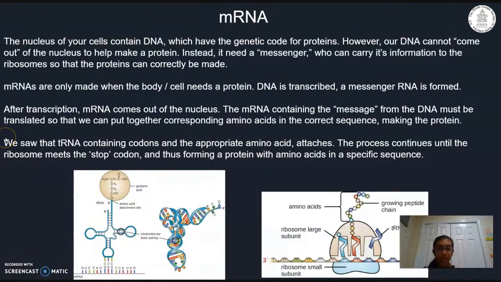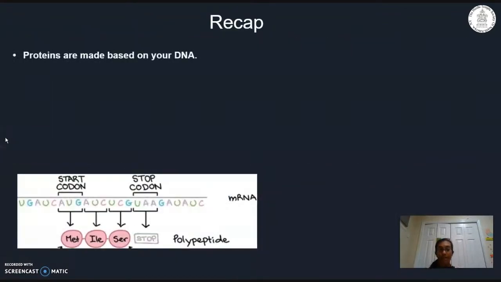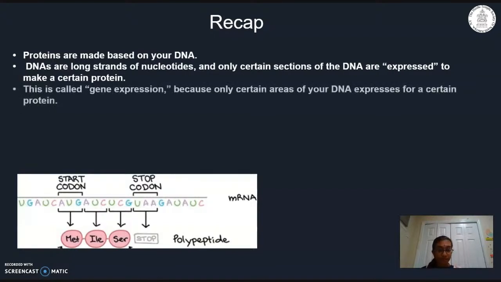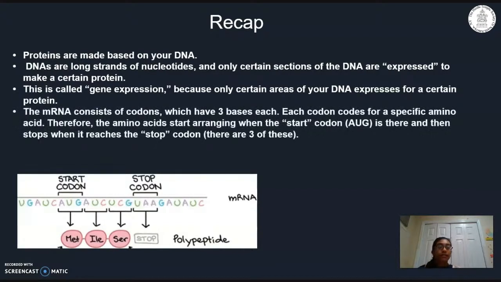specific sequence. So, just to recap, proteins are made based on your DNA. DNAs are long strands of nucleotides, and only certain sections of the DNA are expressed to make a certain protein. This is called gene expression, because only certain areas of your DNA expresses for a certain protein. The mRNA consists of codons, which have 3 bases each. Each codon codes for a specific amino acid.